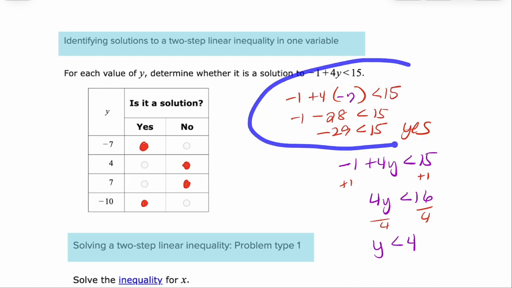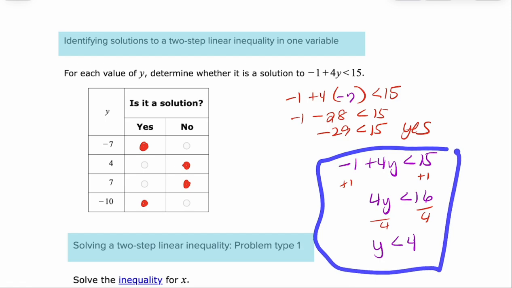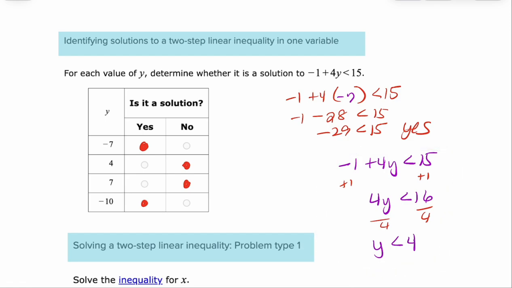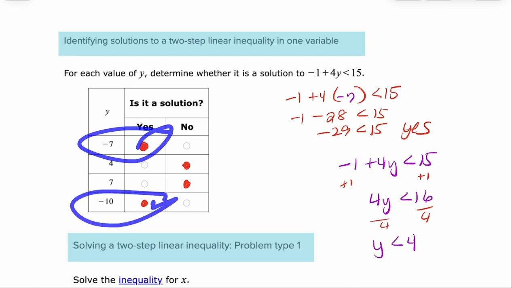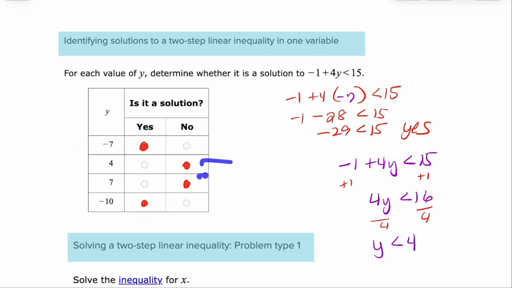Now, you can do what I did each time, but look what you're doing. You're having to do all those steps for every single one of those problems. Here, if you solve correctly, hopefully, for the variable, and then compare, are these values less than 4? Only pick the ones that are. These ones are less than 4, so those are yeses. These ones are not, so those are no's.